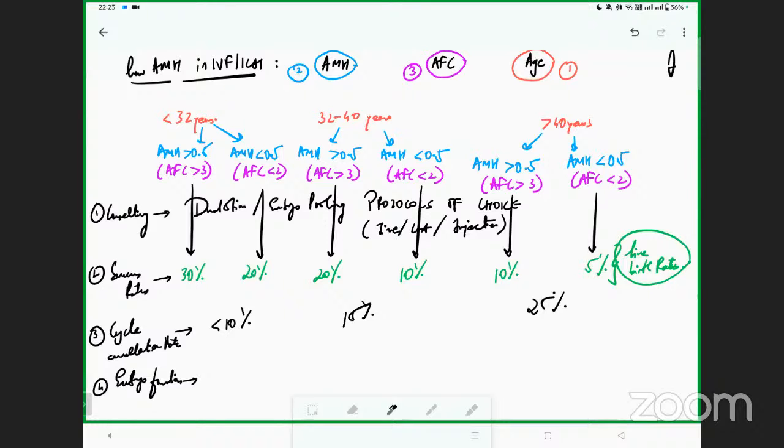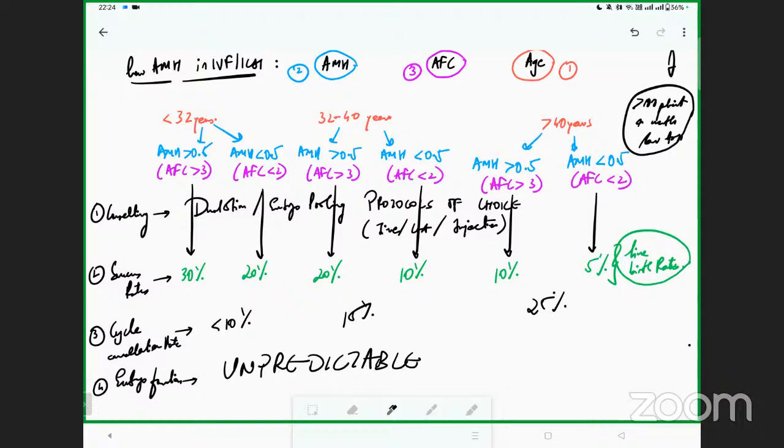If you look at my statistics, we are stimulating more than 100 patients in a month who have low AMH. So we have a good volume, and I am talking based on this volume. Embryo formation rate in women who are less than 32 years of age, 32 to 40, and more than 40. Now, this is going to be a shocker answer. It is unpredictable, because embryo formation is not just dependent on low AMH, it is going to be dependent on a lot of other variable factors.